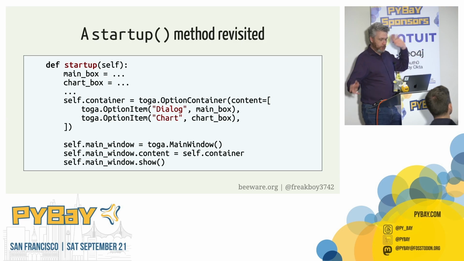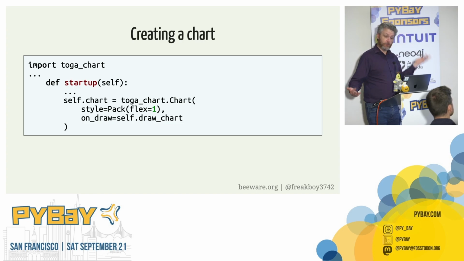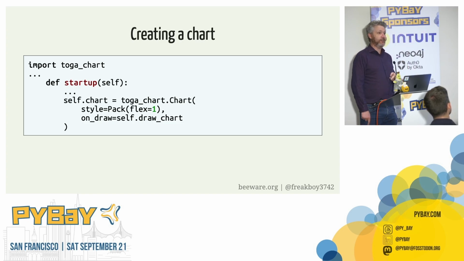Now, we don't want to get too bogged down on a specific data visualization problem here, so we'll just visualize a histogram of a random distribution of data with some controls for the mean and standard deviation. So we want a histogram. How do we draw that? Well, we're going to use Toga Chart, which is a matplotlib rendering backend that can render natively to Toga.